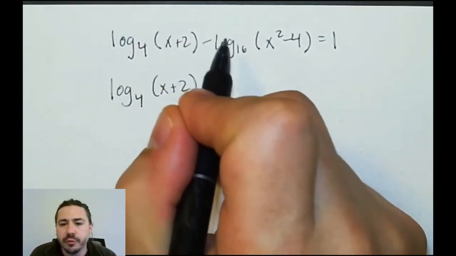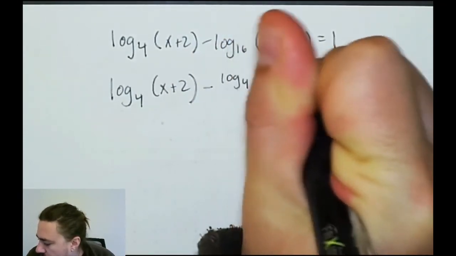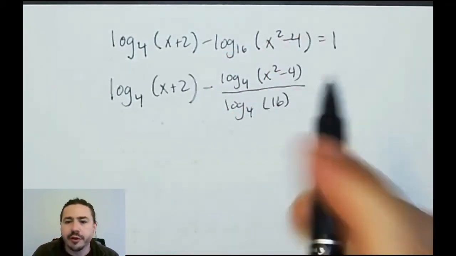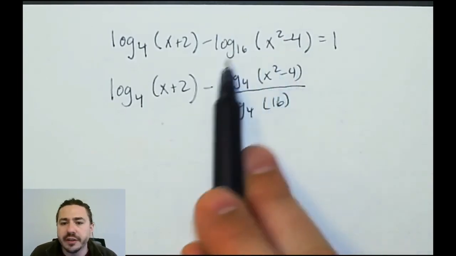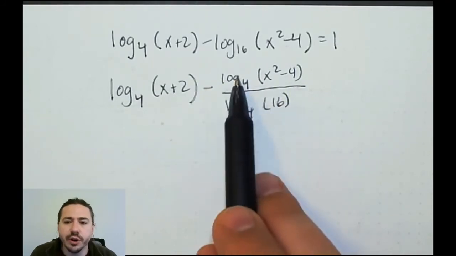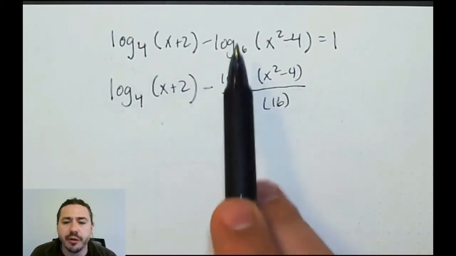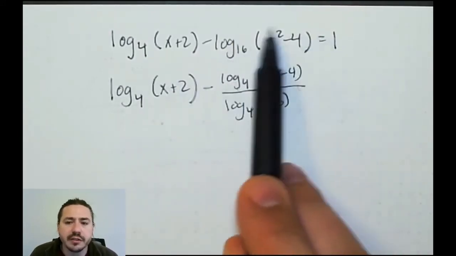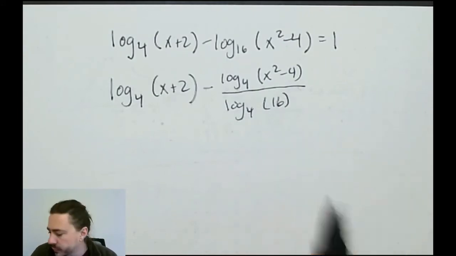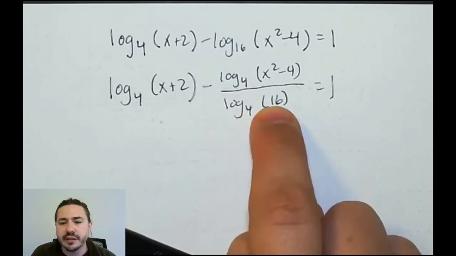So what I'm going to do is rewrite this guy as log base 4 of x squared minus 4 over log base 4 of 16. If you're confused on how I went from this to this, go back to the last lesson, where we went over the change of base formula, which is basically if you want to change the base to whatever you want, in this case I want it to be 4, then it's just log base whatever you want of this argument over log of the same base of this original base.